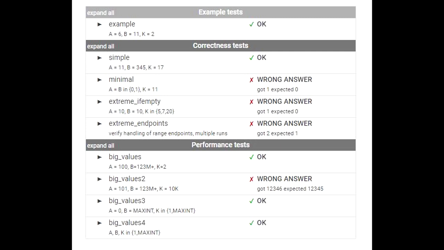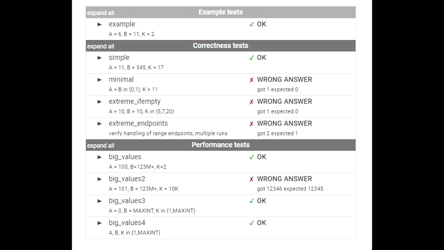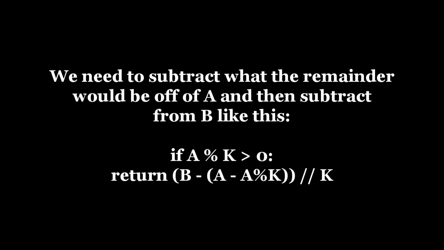If K is a multiple of A, we can use what we've already been using, which is B minus A floor divided by K plus 1. And if A modulo K is greater than 0, or not a multiple of A, we don't add the 1 anymore, for instance here. And we must reconfigure A. We need to subtract what the remainder would be off of A, and then subtract from B like this. If A modulo K is greater than 0, or in other words has a remainder, then we return B minus A minus that remainder, floor divided by K, without the additional 1.